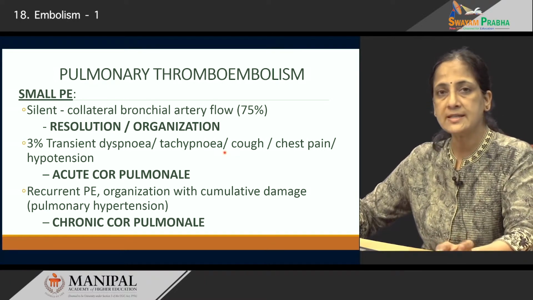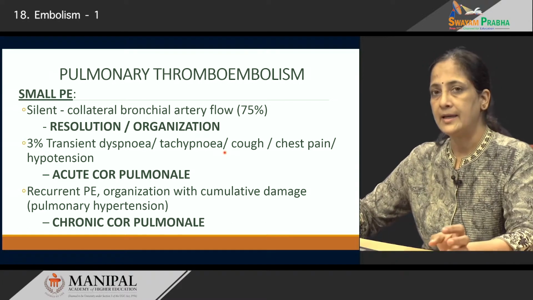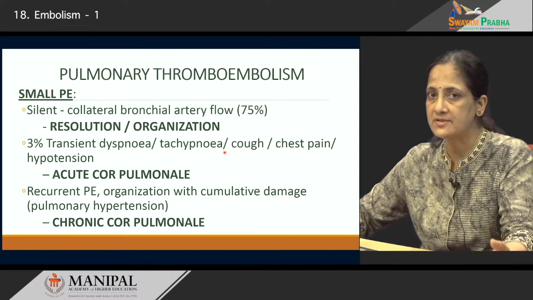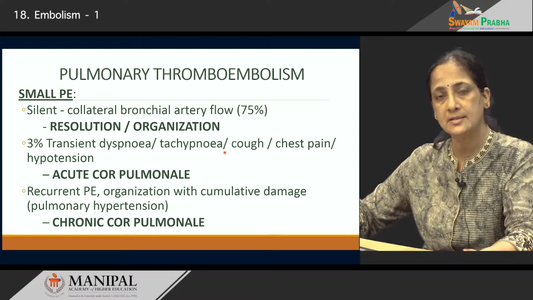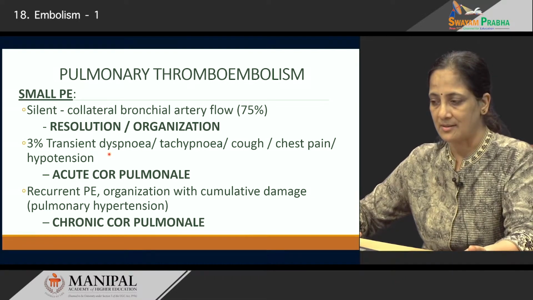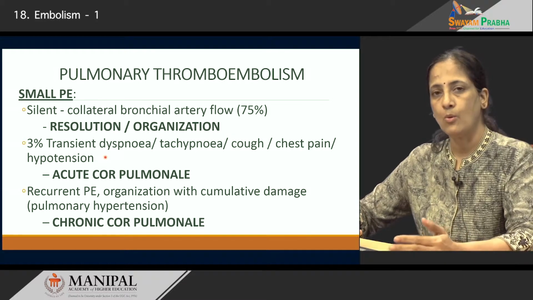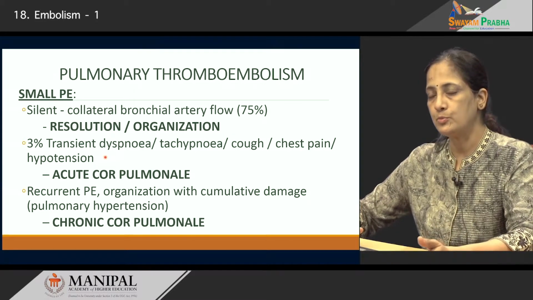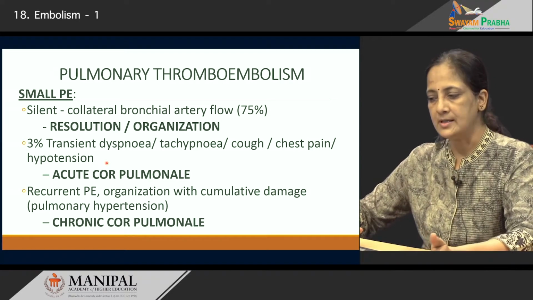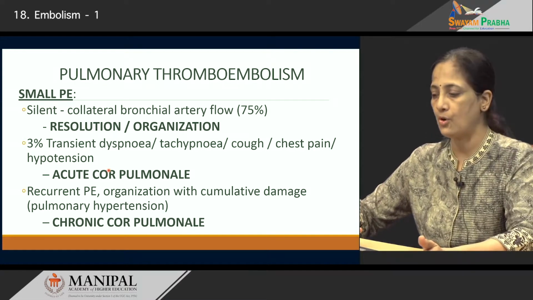If about 60% of the vasculature is affected, then compensatory vasospasm results because of vasoactive substances released by the platelets in these thrombi, which cause vasoconstriction. This results in hypotension because when the cardiac output is decreased, there will be hypotension. This causes right heart failure and is known as acute cor pulmonale.